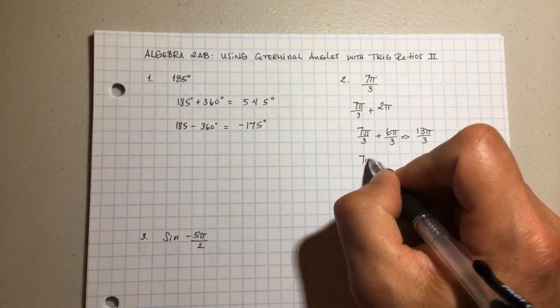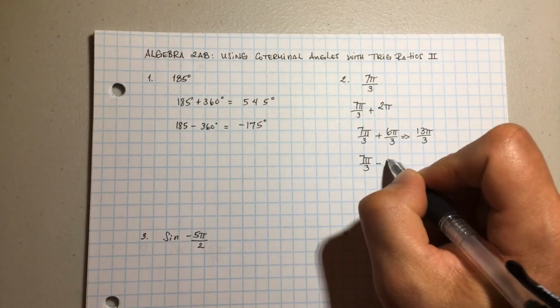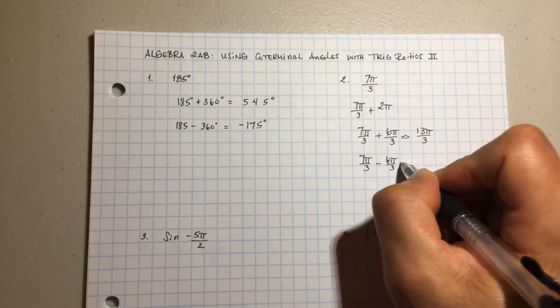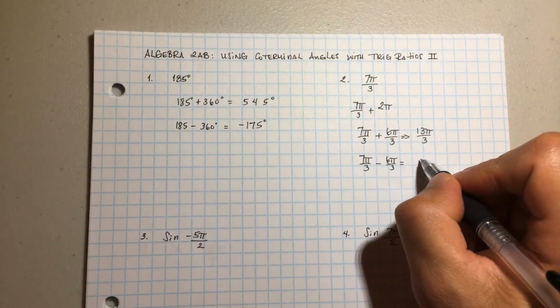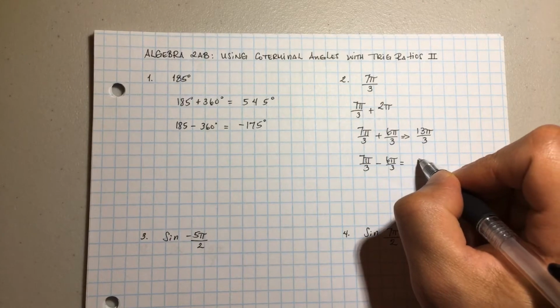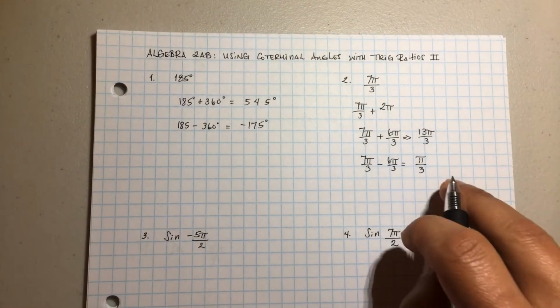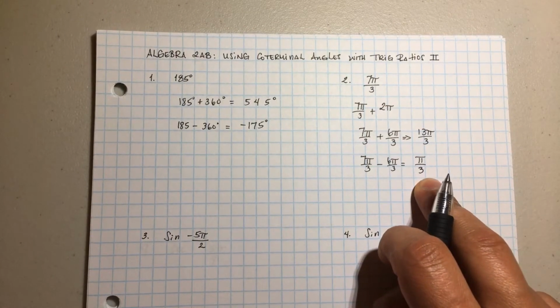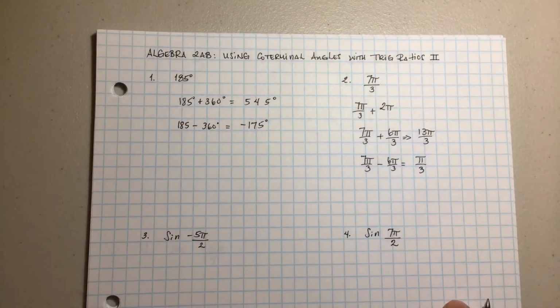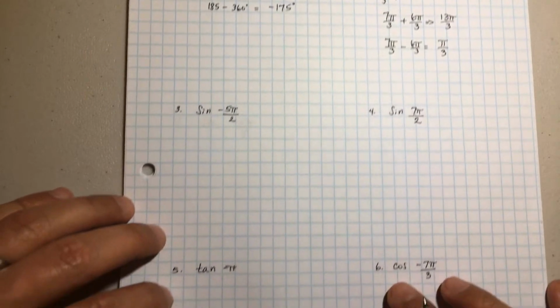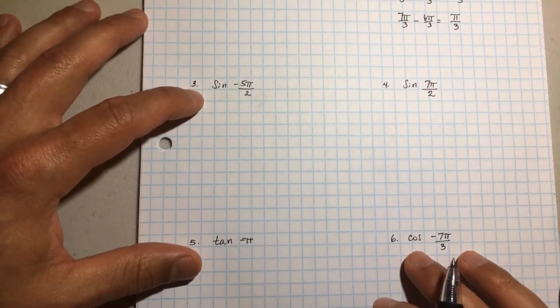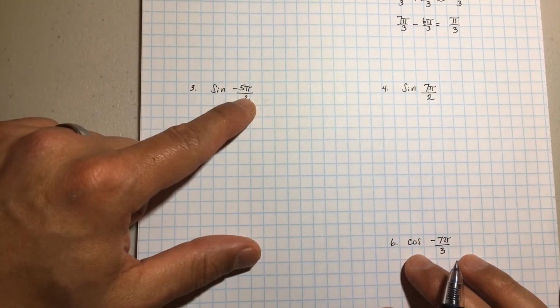Same thing going backwards, subtracting 6 pi over 3. 7 minus 6, what is that, 1? So 1 pi over 3. And so this guy's another coterminal angle of 7 pi over 3. And that's important because now when you get to these guys over here, we're going to have to use them, because I don't want to be dealing with negative angles.